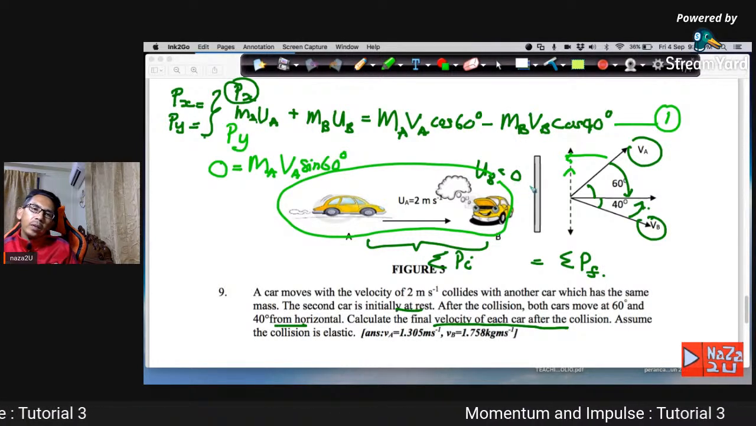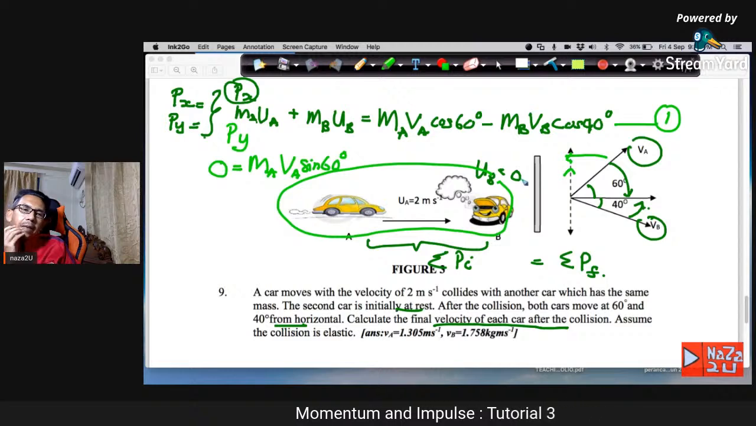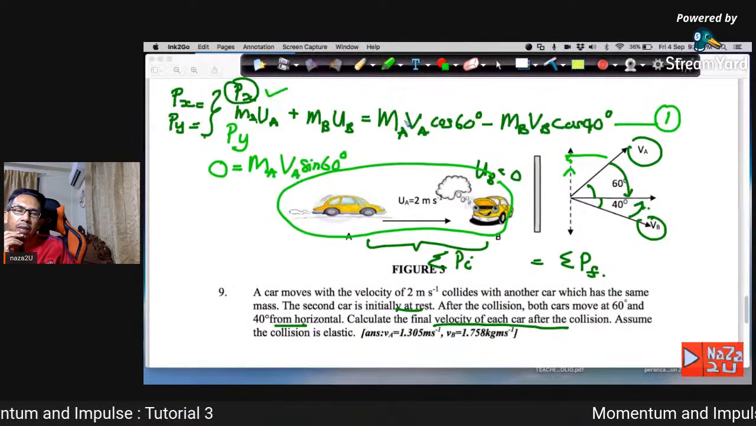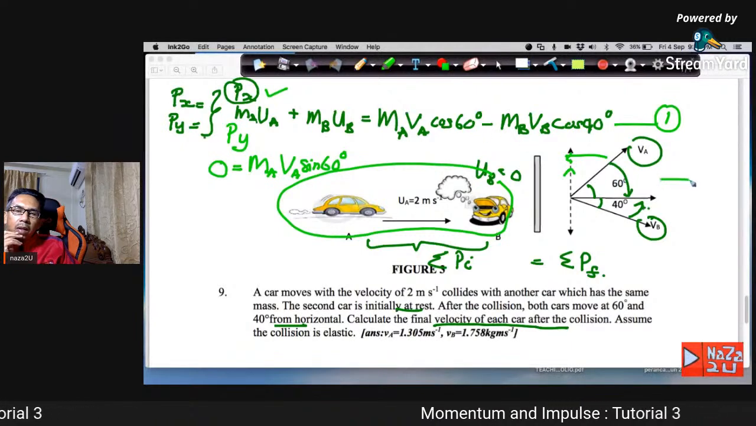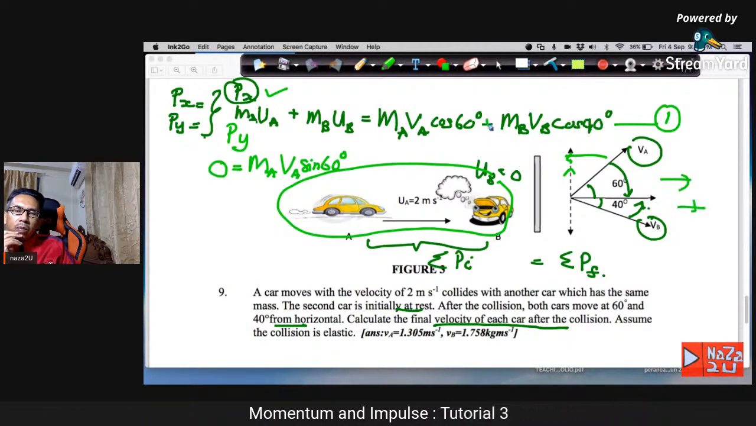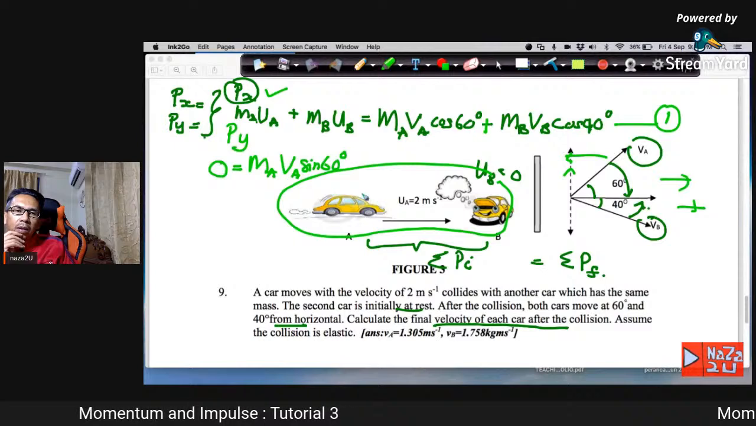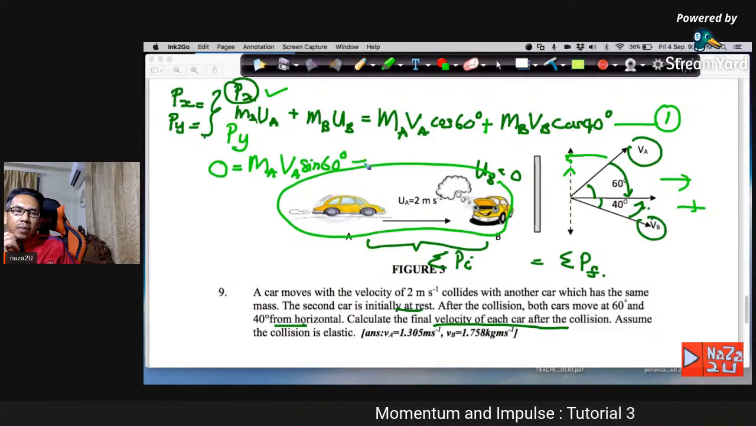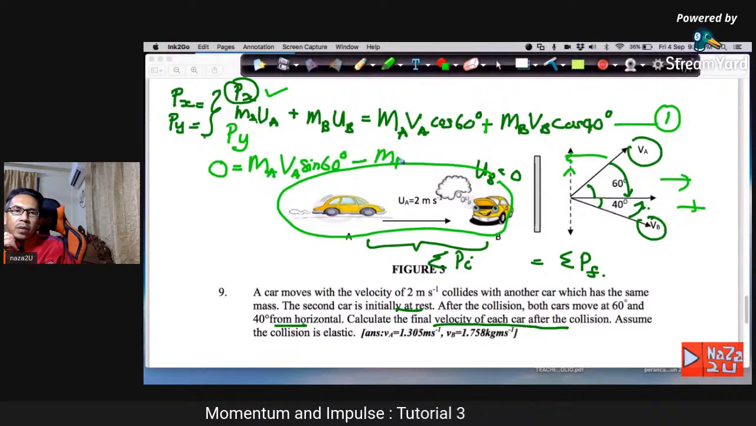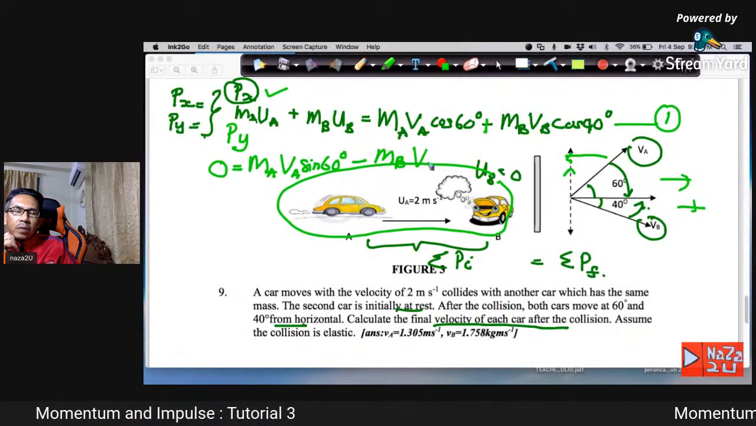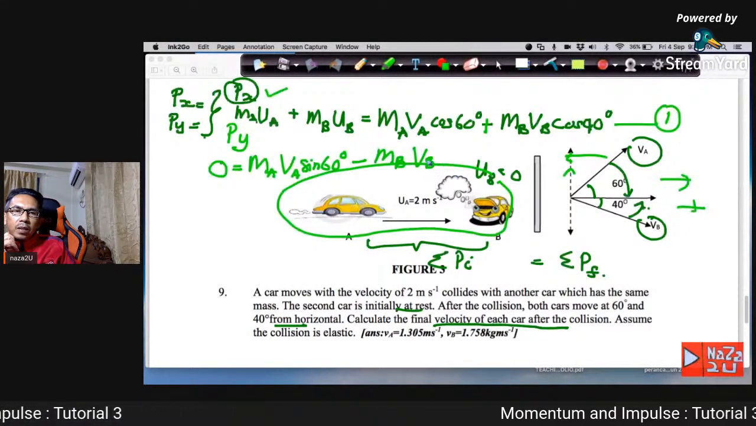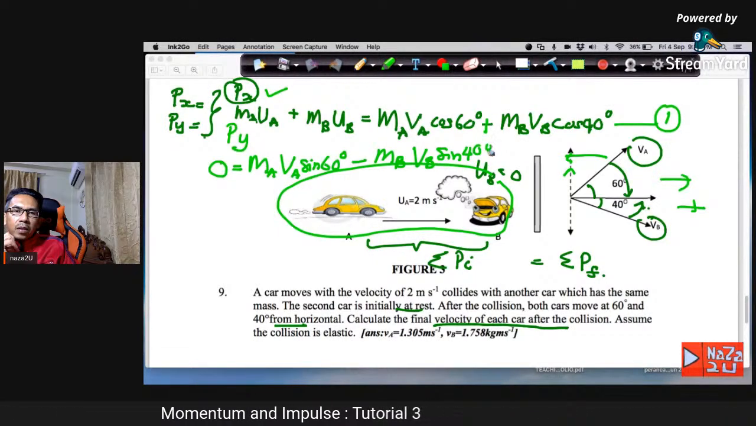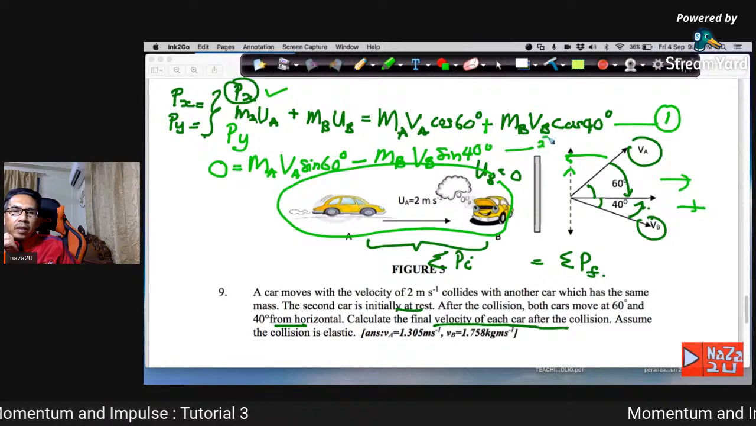Okay, sorry. Ada sikit kesilapan ya. Ini arah X ya. So arah X yang X axis ya. Because dua-dua ke arah ke kanan. So this is not negative, this is positive. Yang negatif tu adalah yang ke bawah Y ni ya. Sini yang negatif ya, right? Sorry, silap tadi, negatif. Untuk second car we have MB, we have the VB, okay, sin 40, right? Let's say this is a second equation.